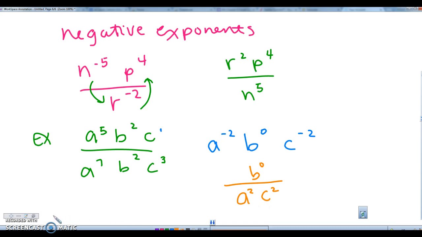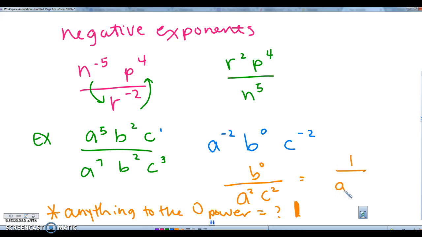The key thing to remember, however, and maybe we remember it from years past, is that anything to the 0th power is what? Good, it should be 1. Anything to the 0th power is 1. So this really simplifies down even further to 1 over a squared c squared.